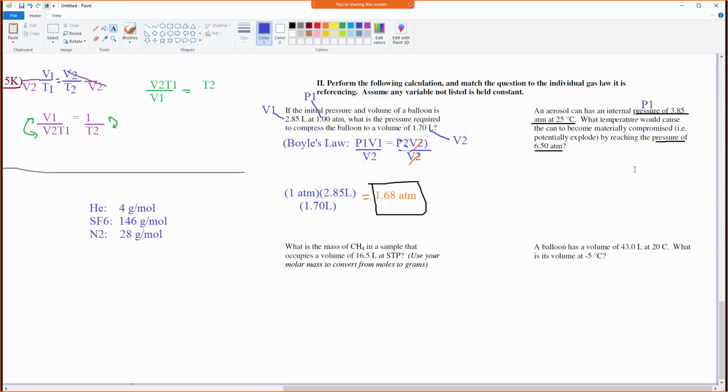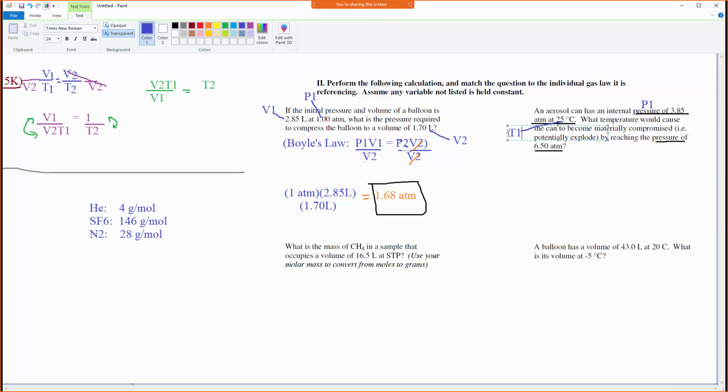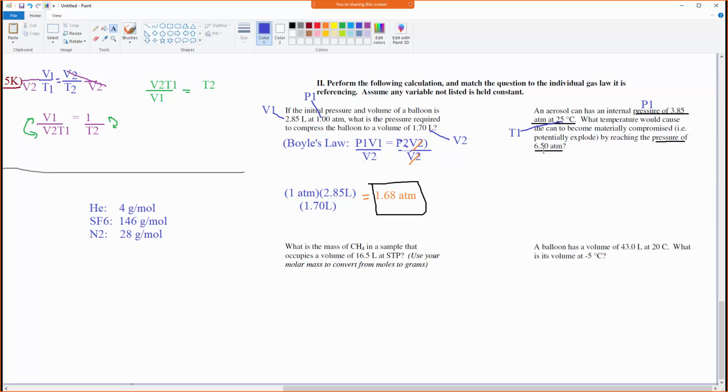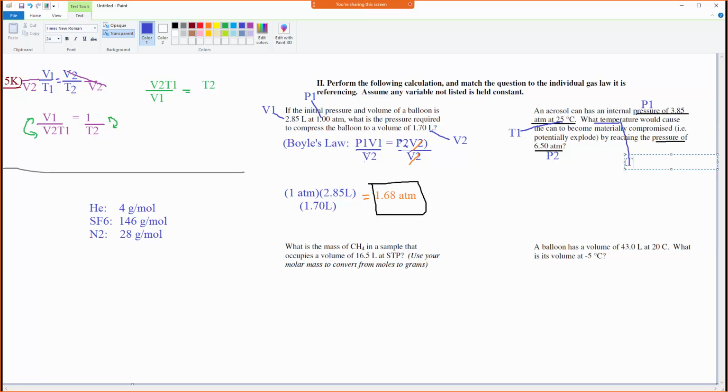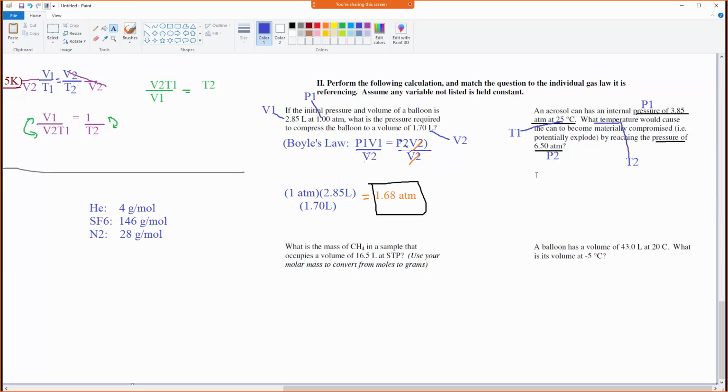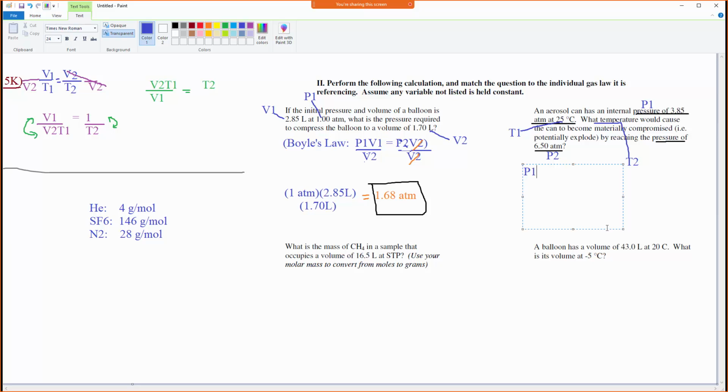But they gave us a pressure here, right? And that is a temperature. And then this is my P2, and they're looking for what temperature? That's T2. Okay, so what am I going to use here? Perfect, Nicole. Yes. P1 over T1 equals P2 over T2. I think this was Gay-Lussac's law.